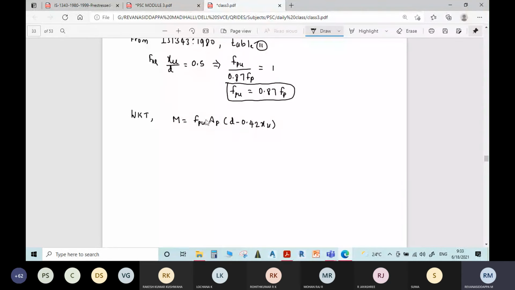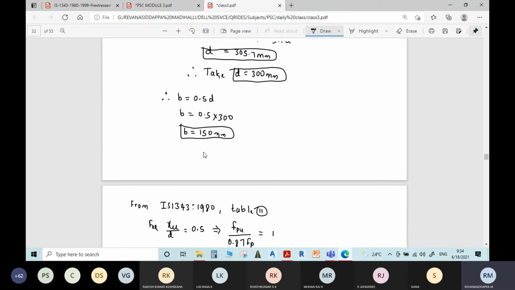See here, we don't know the value of FPU. For that, what we have done is we have formulated the equation for FPU in terms of FP. This FP is given in the problem. Therefore, M is equal to 0.87 FP, that is FPU value, into AP into D minus 0.42 XU. The moment is known, the moment is given.